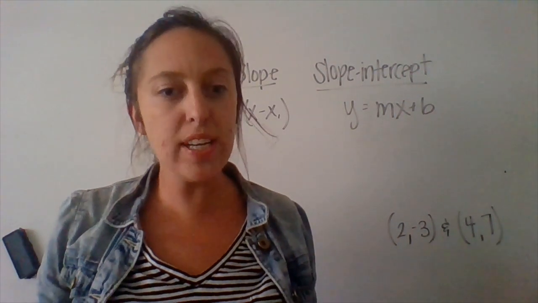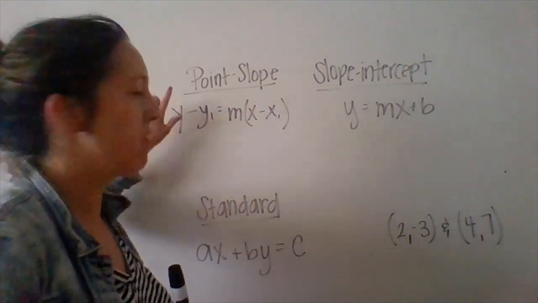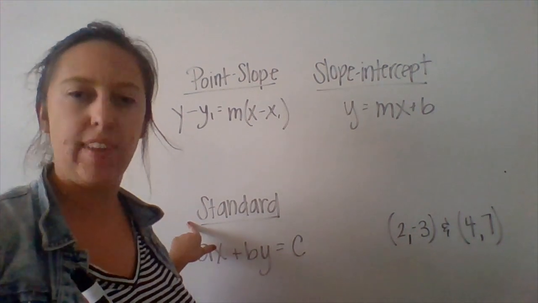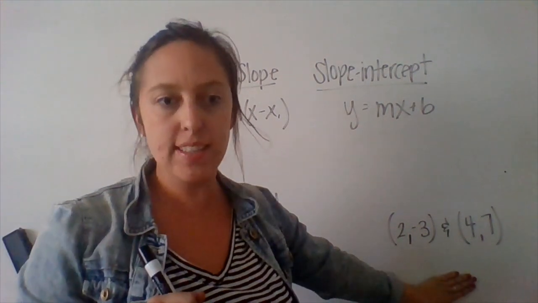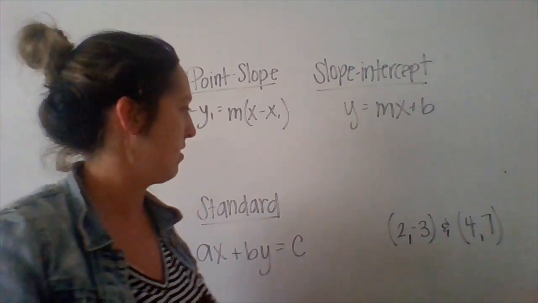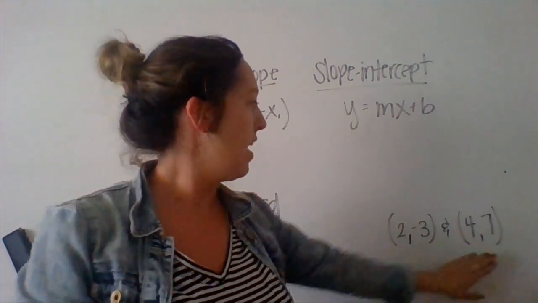All right, so we've got our three different forms of a linear equation. We've got our point slope, we've got our slope intercept, and we've got our standard. Okay, we are going to take these two points and we're going to find our equation in all three ways so that you get to see how that works.